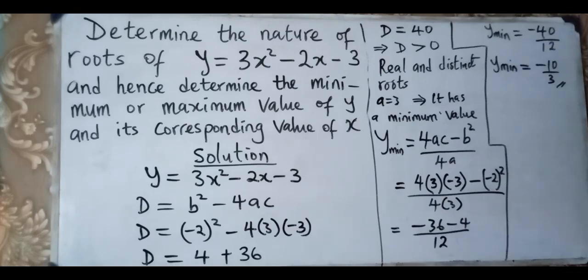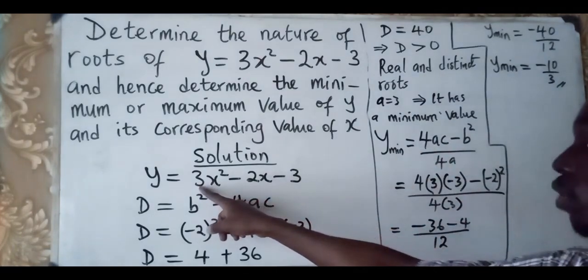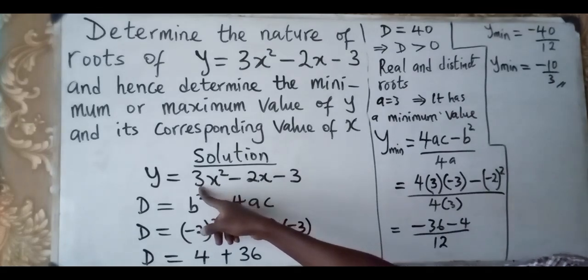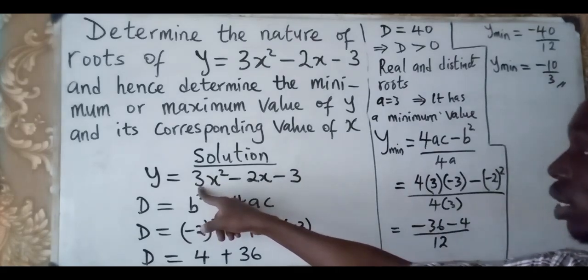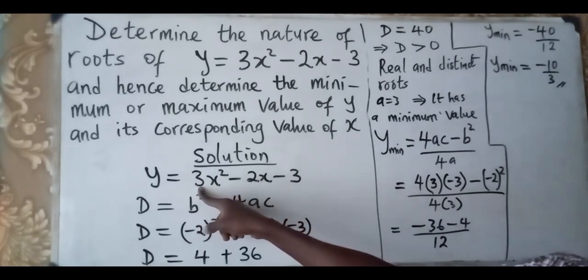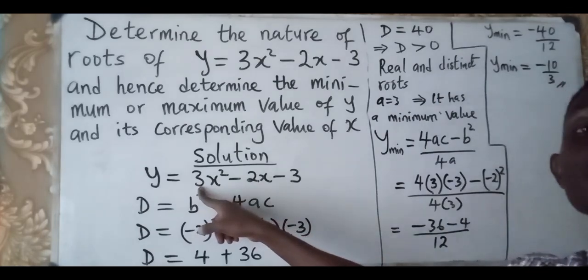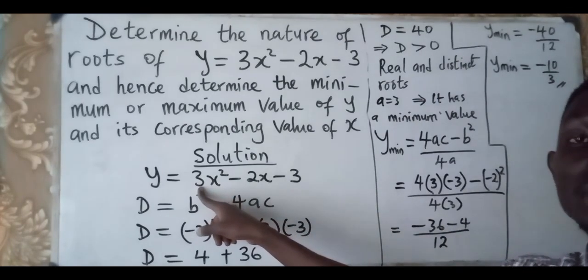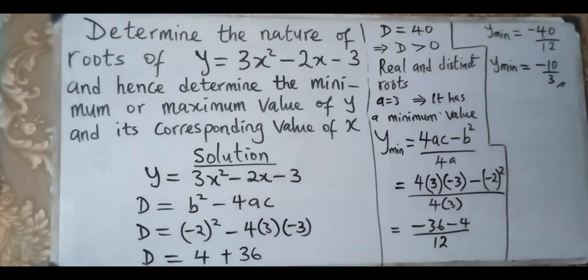Also remember, I told you, if your value is negative after solving, then know your y is minimum. If your value is positive, then know that your y is maximum. Otherwise, you can use the value of a to know if it's going to be minimum or maximum. If a is greater than 0, it's going to be minimum, and if a is less than 0, it's going to be maximum. All this we discussed in our previous videos.